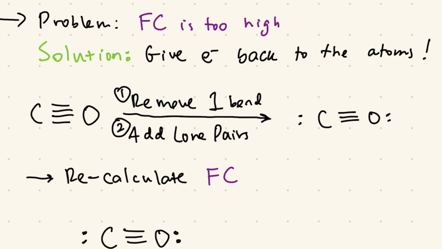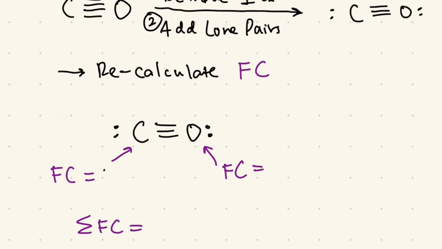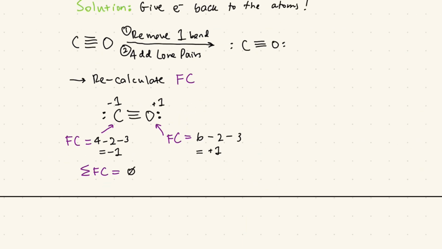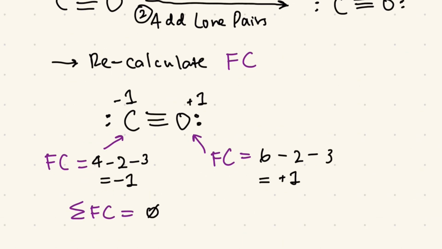triple bond between them. So if we recalculate formal charge now, for carbon it's going to be 4 valence minus 2 lone electrons minus 3 bonds. That's negative 1. And oxygen's will be 6 valence minus 2 lone electrons minus 3 bonds. That's going to be plus 1. So minus 1, plus 1. And these, in fact, do sum up to 0. So this structure is good.